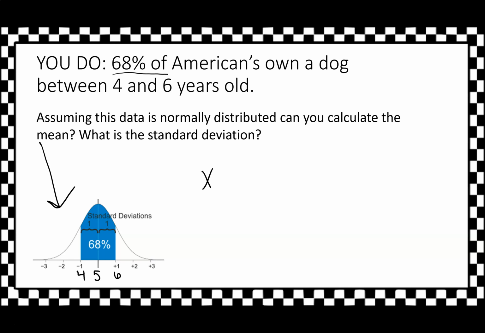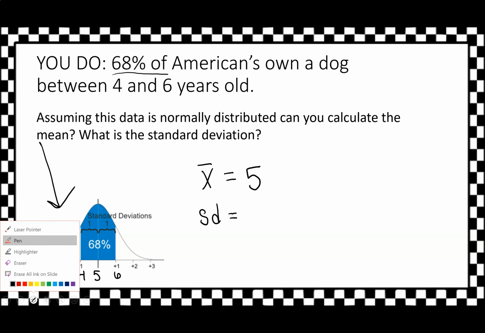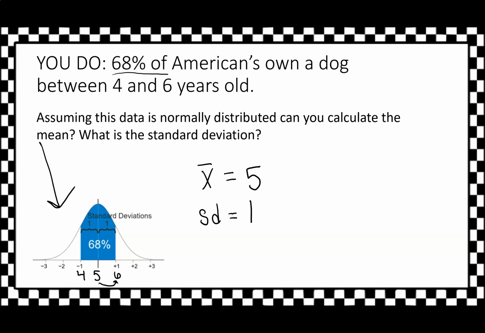So what is our x bar, or our average? It is going to be 5. What's our S, or if you want to write standard deviation, SD? Well, what's the jump from 5 to 6? Or, what are we subtracting to get from 5 to 4? Clearly that's a standard deviation of 1, because going from 5 to 6 is plus 1, and going from 5 to 4 is minus 1. That's all it asked us for, and we're done with that problem.